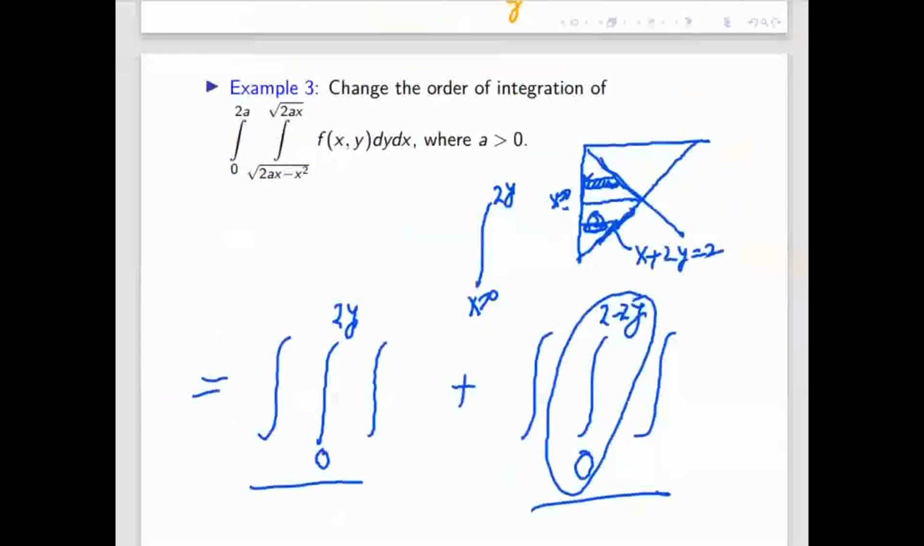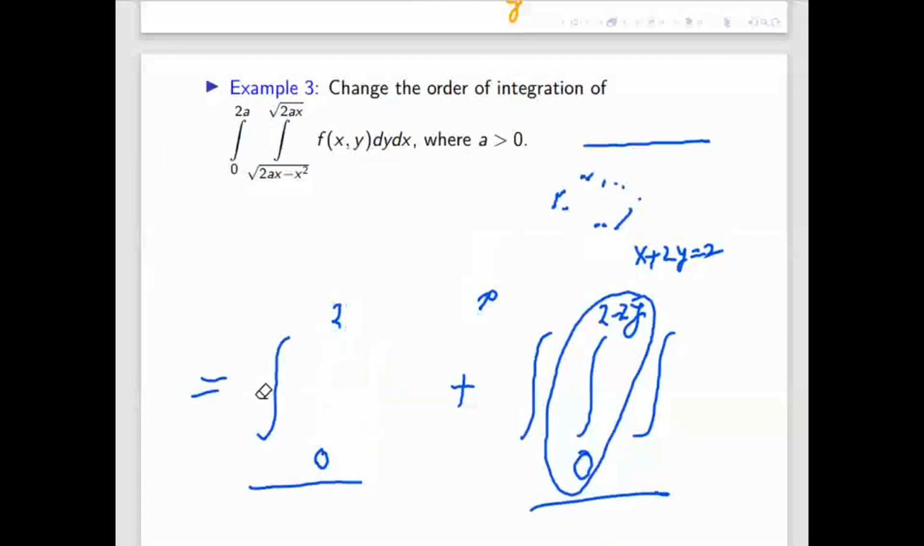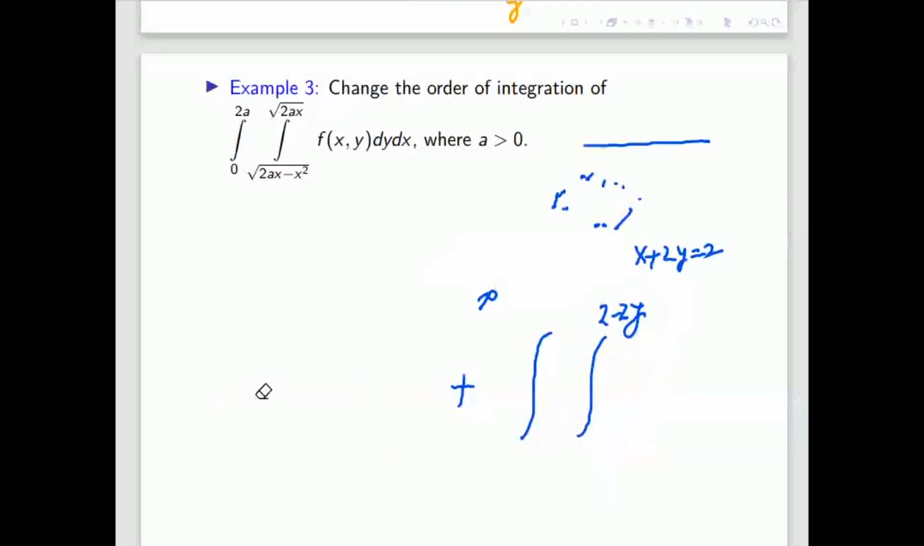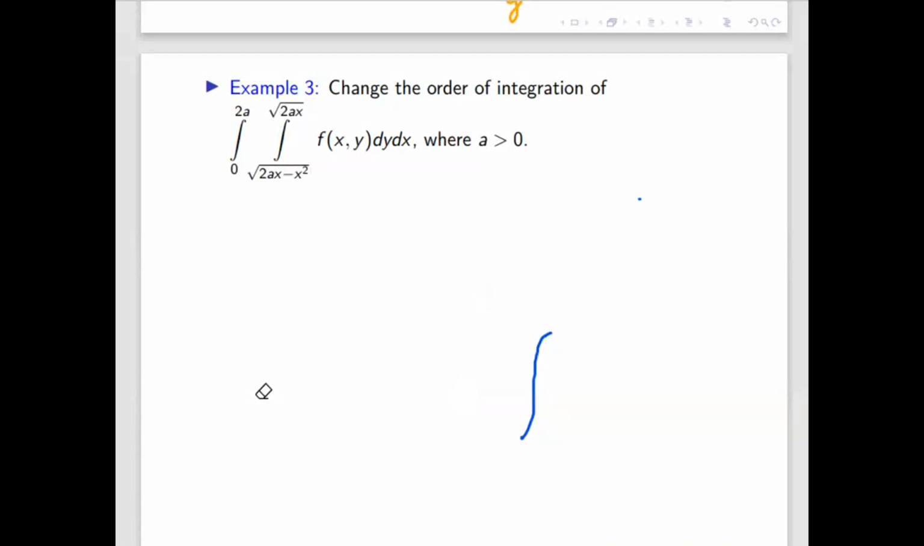So now we'll do this example number 3. The question is the change of order of integration. Here no need to do the integration. The question is not to find the value of the integration. The question is how to change the order of integration. That means you have to just change dx dy instead of dy dx, and you have to tell what will be the actual limit.